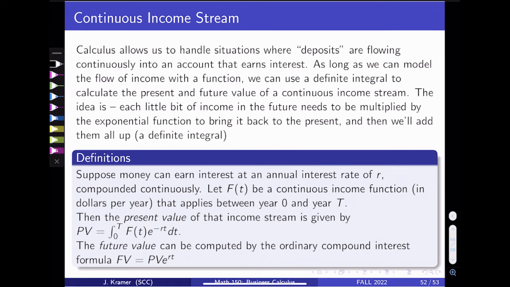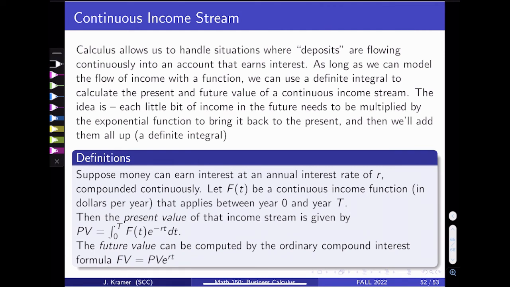As long as we can model the flow of income with a function, we can use a definite integral to calculate the present and future value of a continuous income stream. The idea is each little bit of income in the future needs to be multiplied by the exponential function to bring it back to the present, and then we'll add them all up, which is a definite integral.